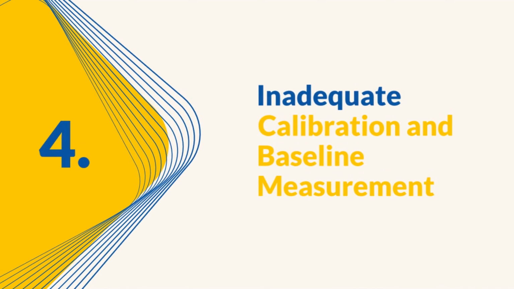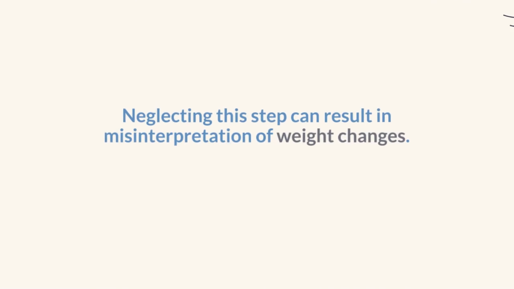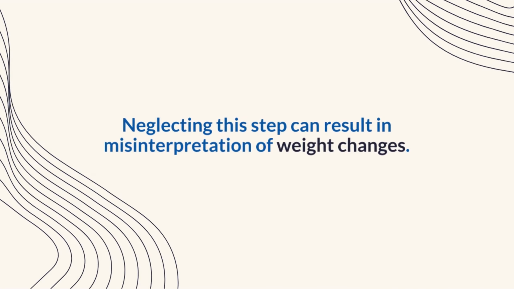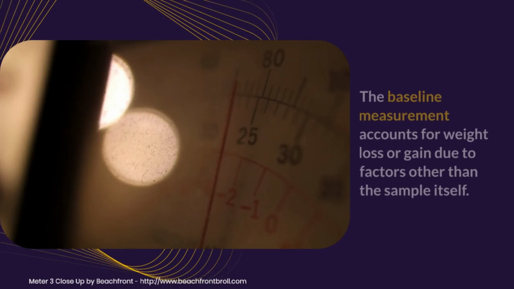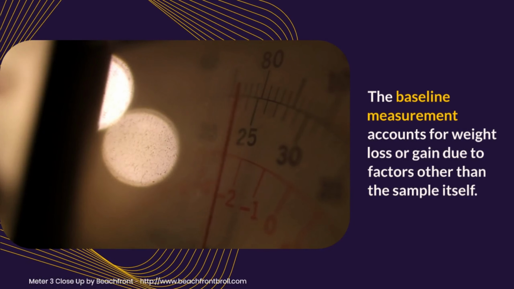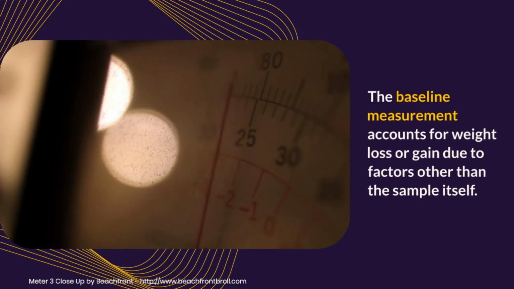Before conducting TGA analysis, it's essential to calibrate the instrument and establish a baseline measurement. Neglecting this step can result in misinterpretation of weight changes. The baseline measurement accounts for any weight loss or gain that occurs due to factors other than the sample itself, such as crucible reactions or equipment drift.